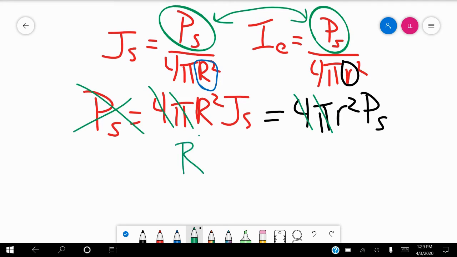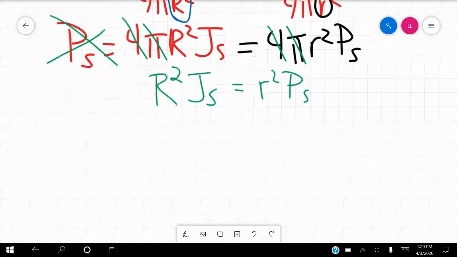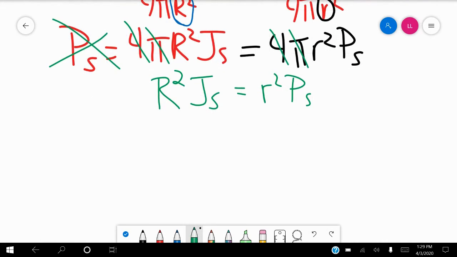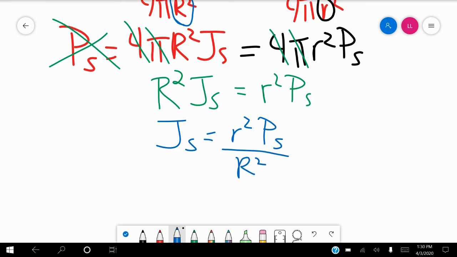So on the left side, we have capital R squared Js. On the right-hand side, we have lowercase r squared Ie. Remember, these r's are different. One is the radius of the body, the other is the distance between the two objects. So now what we have to do is solve this for Js, okay, and that's going to give us lowercase r squared Ps over capital R squared. Sorry, no, that's not Ps, it's Ie. Sorry, it should be an Ie, so the intensity at Earth, right, which is something that they give us.